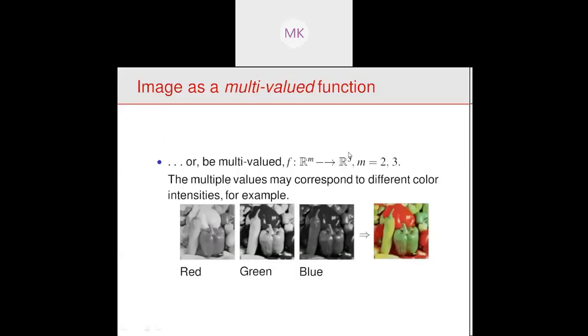If we consider the image as a multi-valued function, then f is given by R raised to m mapped on R raised to 3, where 3 is nothing but red, green and blue. So we consider three colors, and these three colors, red, green and blue, are mapped in the case of an image as a multi-valued function.